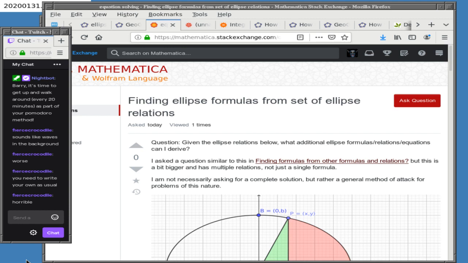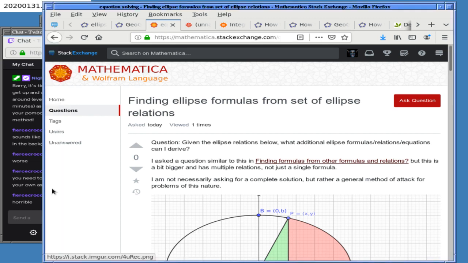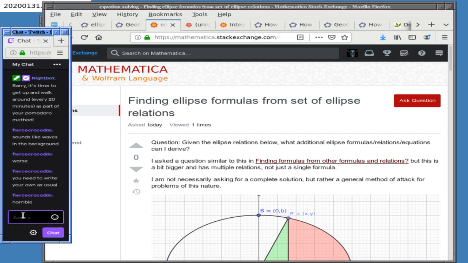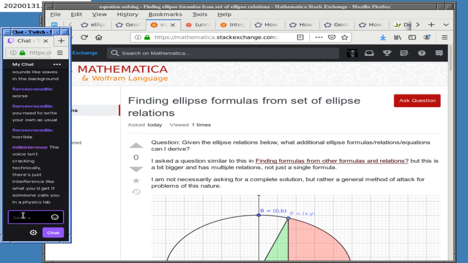Okay, so now we're back down to the gain with the noise suppression. In other words, the gain's always there. The noise suppression and everything else is turned off. The voice isn't cracking technically, there's just interference like you'd get if someone calls you in a physics lab.